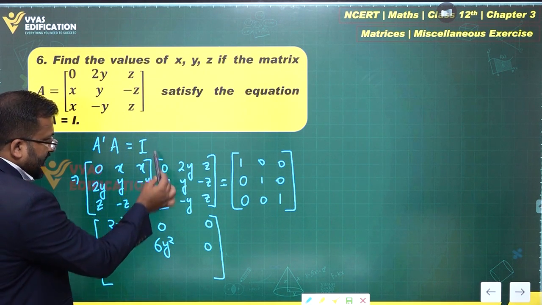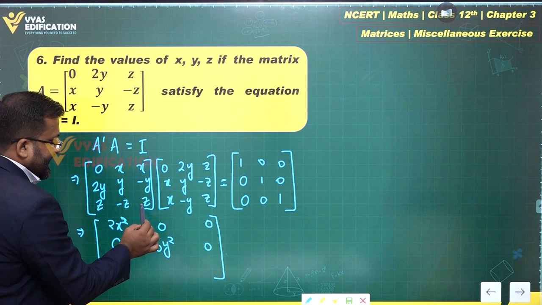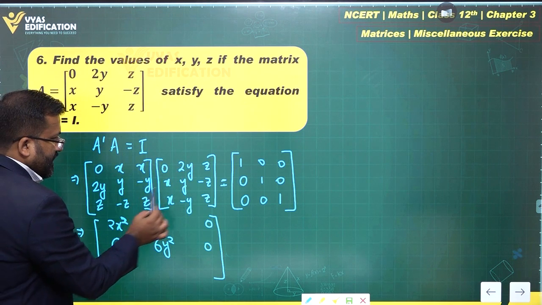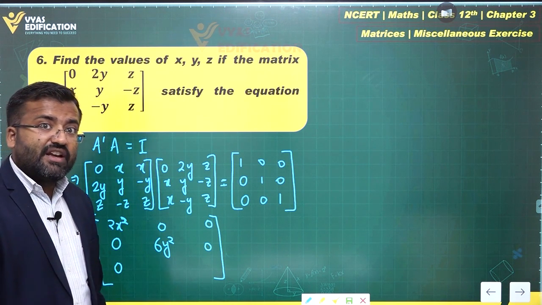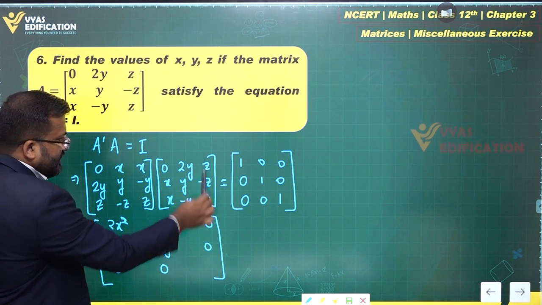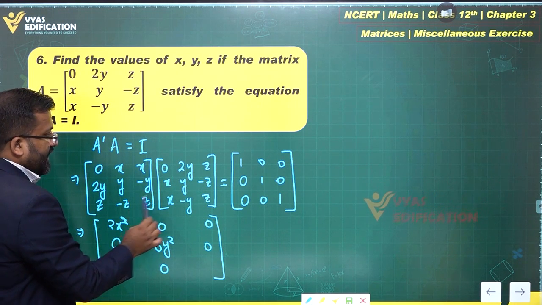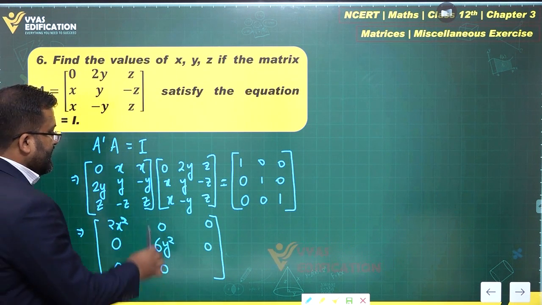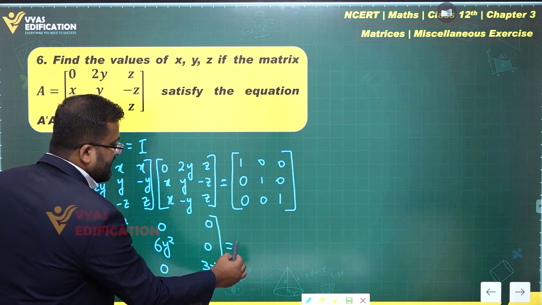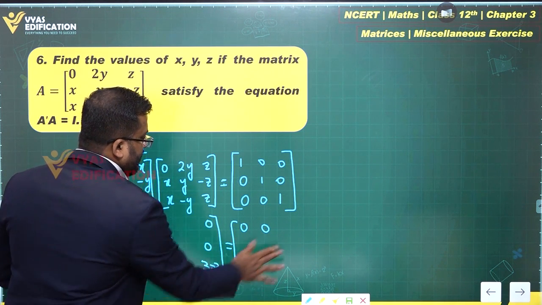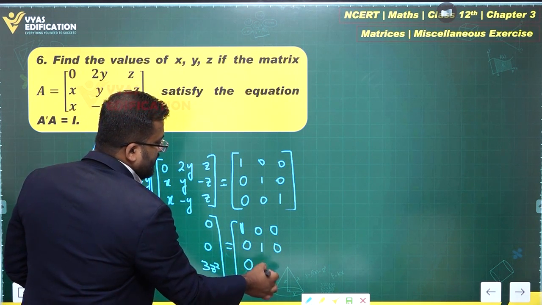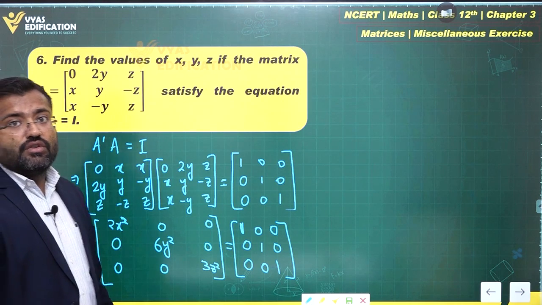What next? This multiplied with this: z times 0 is gone, minus zx plus zx is 0. This times this, what you get is 2yz minus yz minus yz, so that would be 0. What next? Over here, multiply this with this. So z times z is z square, minus z times minus z is z square, z times z is again z square. This is z square plus z square plus z square, which is 3z square, which is equal to the identity matrix 1, 0, 0; 0, 1, 0; 0, 0, 1. This is what we have. This is equal to this.